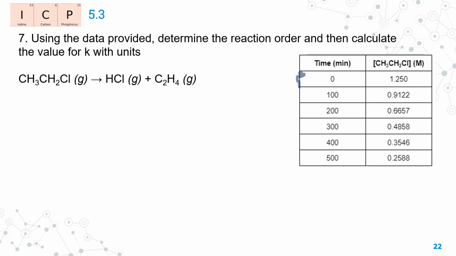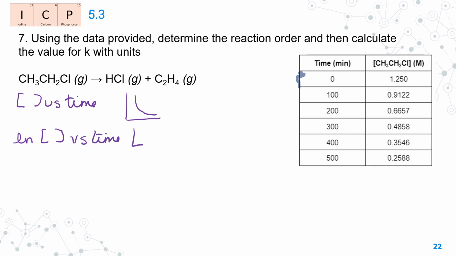If I plot this data as concentration versus time, and you can do this on Desmos or on one of the TI-83 calculators, I get a graph that looks like this. If I do natural log of concentration versus time, I get a graph that looks like this. If I have 1 over concentration versus time, I get a graph that looks like this.